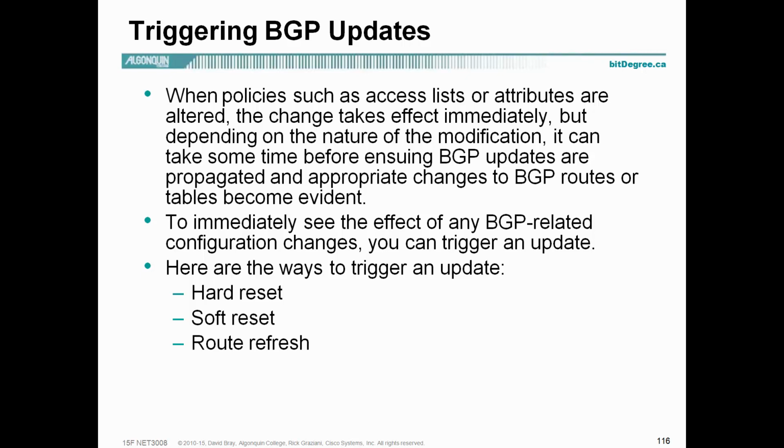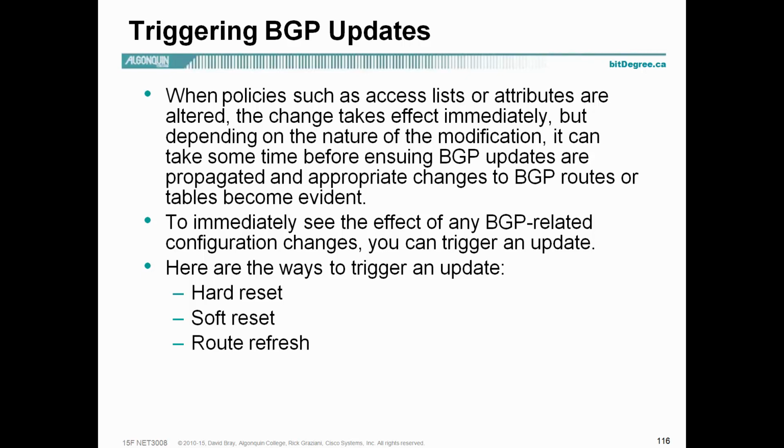When you put a policy change in place with BGP in order to, let's say, filter or alter some attributes, those changes do take effect immediately, but depending on the nature of them, it will only be applied as the routes are being brought into BGP or being sent out of BGP. As a result, it could take some time before the updates that you've made, for example to policy, have any impact whatsoever on the BGP paths.